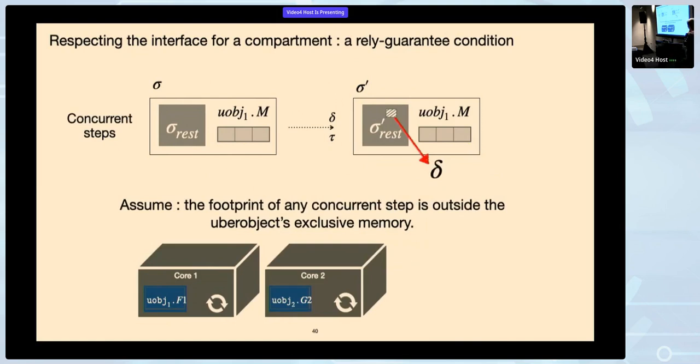And when there is a concurrent step, for example, Uber object 2 wants to concurrently step on another core, well, we don't know what the code of Uber object 2 is when we are verifying Uber object 1, so we have to rely on Uber object 2 being good and not touching our memory. So whatever the footprint of other Uber objects is, we rely that it is on the rest of the memory. So it's kind of rely-guarantee reasoning about accessing each Uber object's exclusive memory. And we have the same rely-guarantee for pre and post conditions. So you assert your post condition, but you assume your callee's post condition upon return.